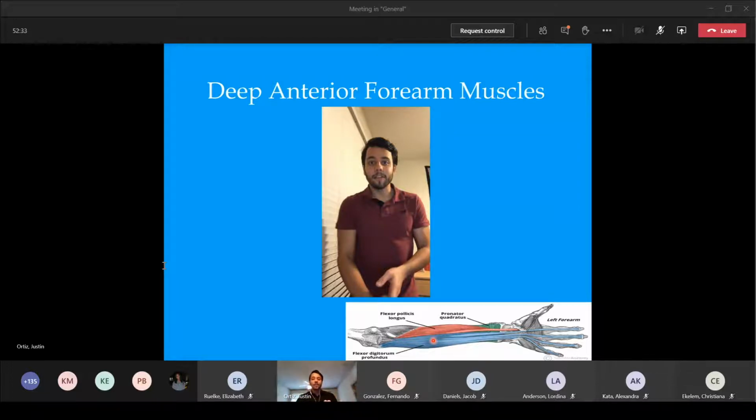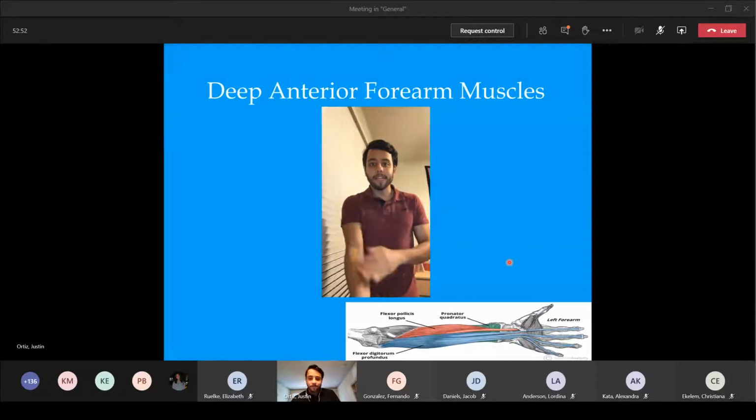But the way I like to remember it is flexor pollicis longus. Think thumb. Thumb is on the radial side, so that means the flexor pollicis longus takes the radius as well as half of the interosseous membrane. And then the flexor digitorum profundus takes the ulna and the other half of the interosseous membrane. So that's going to be that for the deep anterior forearm muscles.